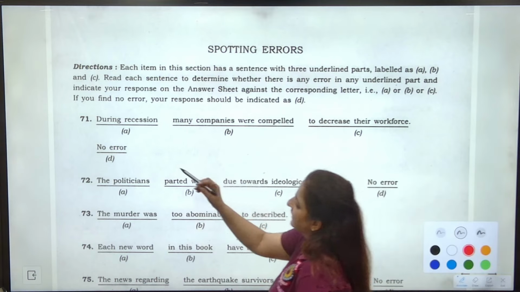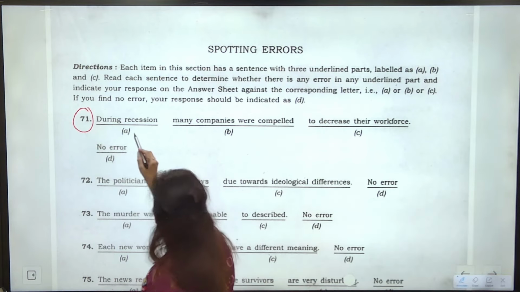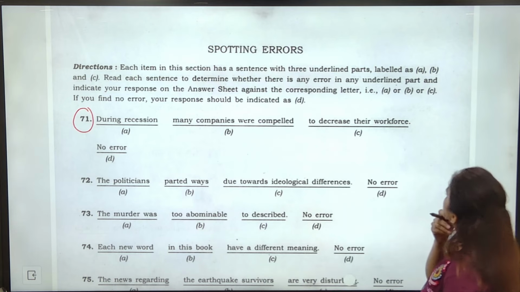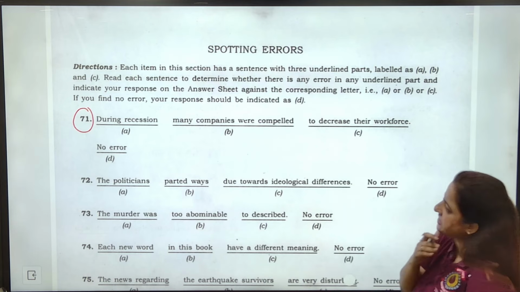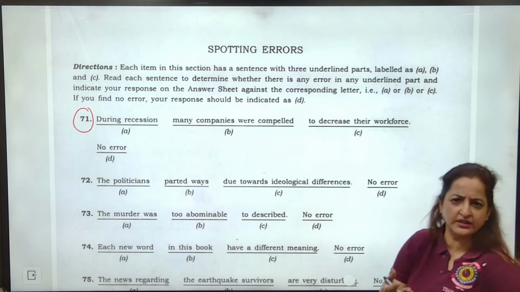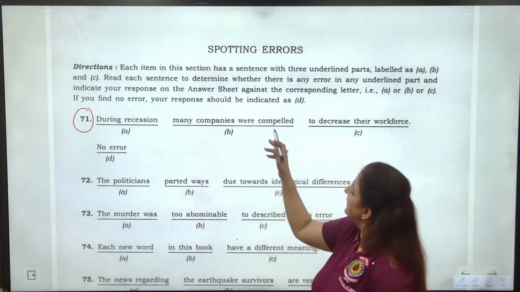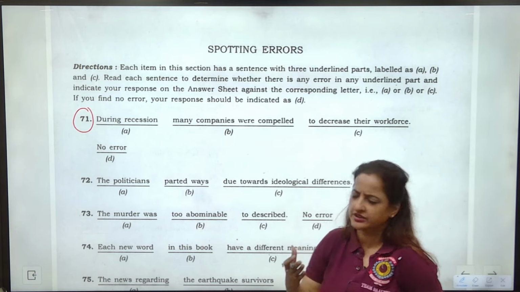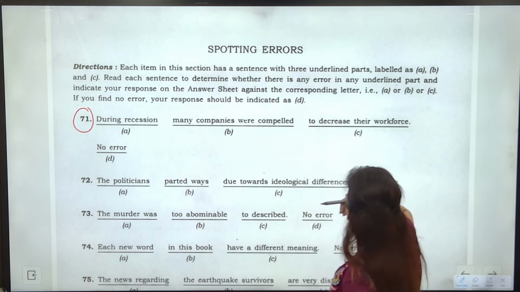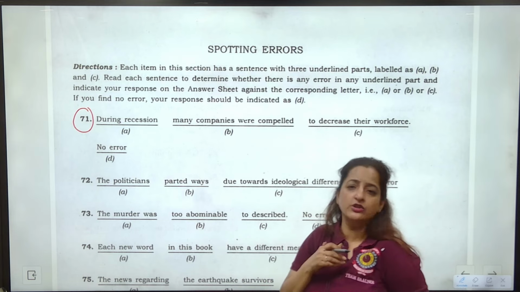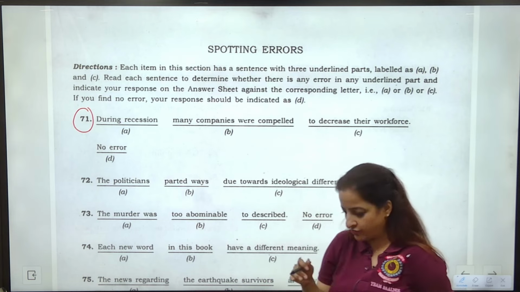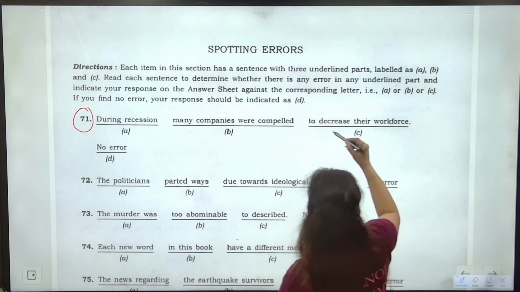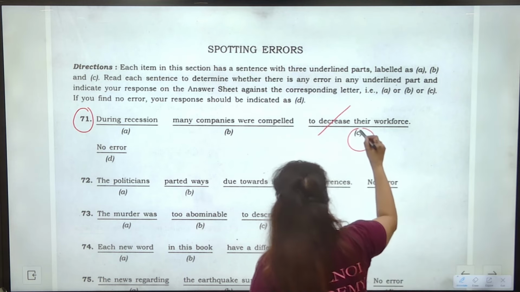Question 71. Let's read question 71. During this session, many companies were compelled to decrease their workforce. Recession मंदी होता है. मंदी के दौर में companies were compelled, मजबूर थे, they were forced to decrease their workforce. I do not think we use the word decrease with workforce. We reduce the workforce. So this word is not suitable. C part has an error.